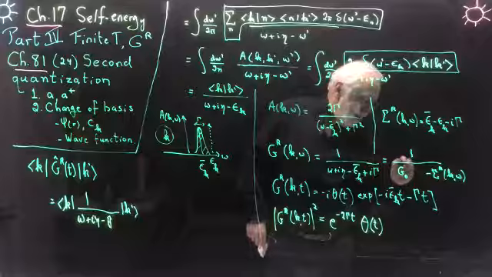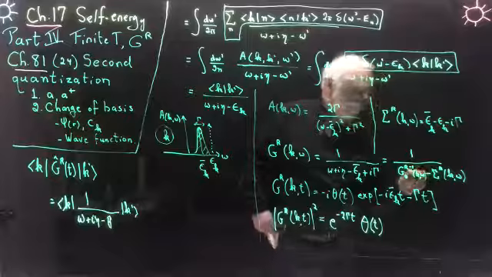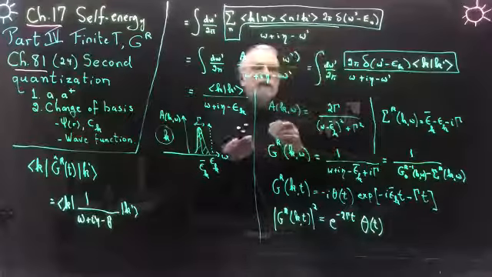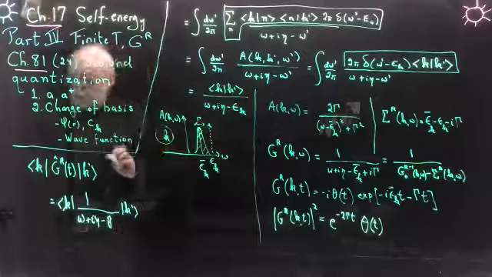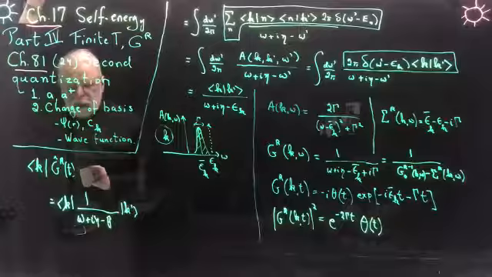Okay, here you can write G0 retarded to the minus 1 of k and omega. That's a form we will see very often. So let us move to second quantization. Any questions on this?